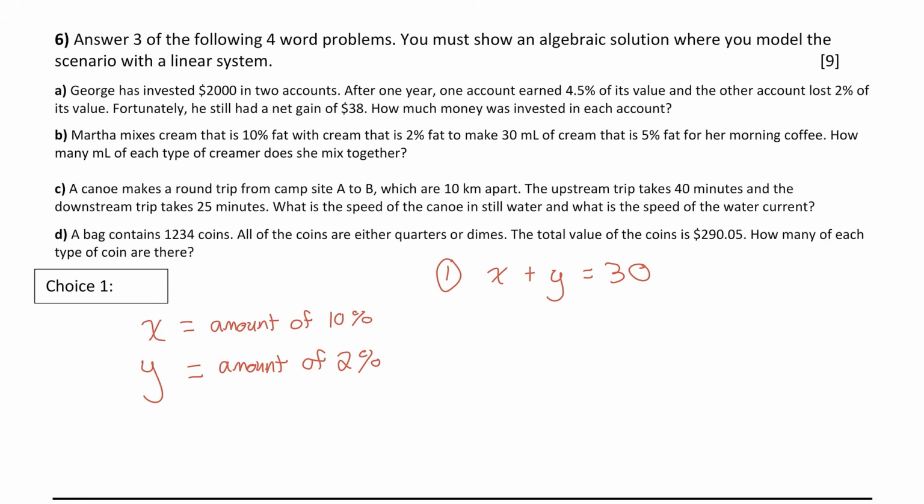My next equation is going to have to do with what percent of the mixture is made up of fat. If I want to know how much fat is in this mixture, well, I know 10% of creamer X, so 0.1 times X, plus 2% of creamer Y, so 0.02 times Y, will give me the total amount of fat in the mixture. And I know I want 5% of the 30 milliliters to be fat. So I'd have to do 0.05 times 30 to figure out how much fat is in my final mixture. And 0.05 times 30 is 1.5. So I'll just erase that and write 1.5 instead.